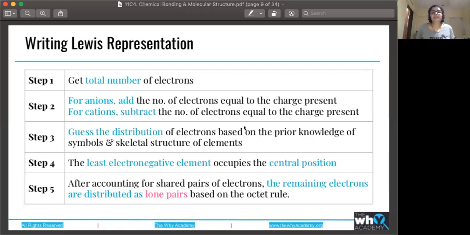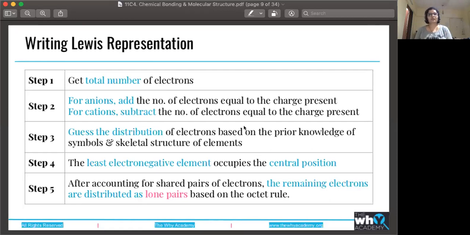So Lewis representation basically helps you figure out, it's a very rough idea of how atoms form molecules. Between the two, how many electrons are shared? Is it a single bond or a double bond? How many single bonds are there? How many double bonds are there?